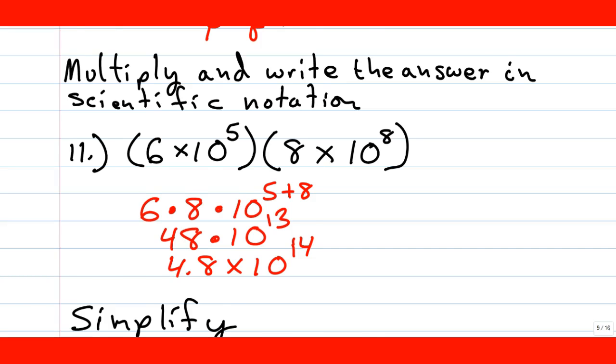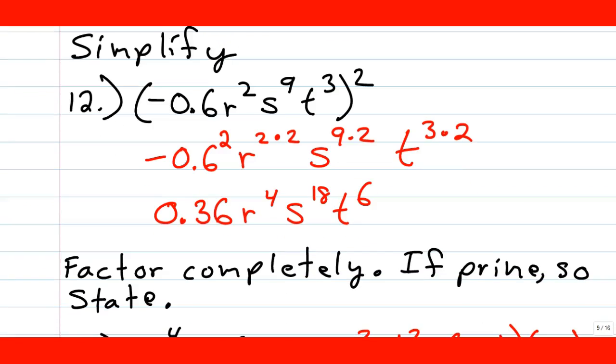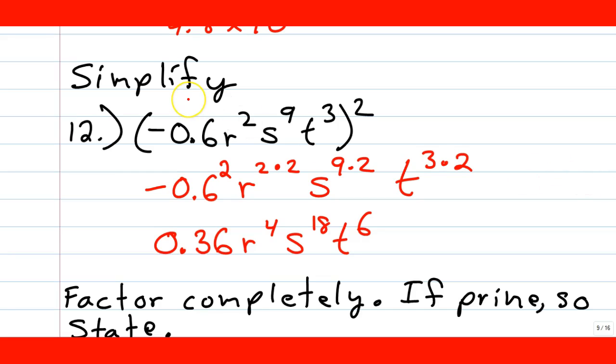Let's move on to question number 12. Question number 12's instructions read, simplify. I have a -0.6 r to the second power, s to the 9th, t to the third, overall raised to the second power. When I have some exponent on the outside overall raised to the others, I need to pull it in and multiply it to the exponents inside. So I'm going to take this 2 and I'm going to multiply it to the first, which is on that 0.6. So this creates a 1 times 2 to make a 2.